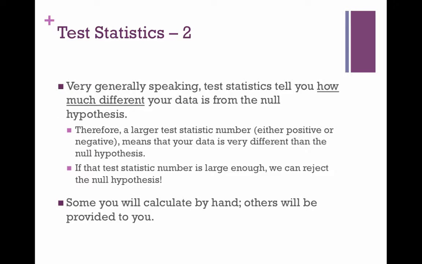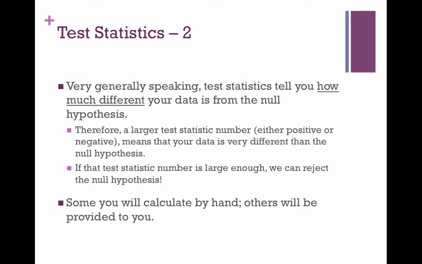And so very generally speaking, without going into too much detail, because we're going to learn about each one of these in more detail in the weeks to come, each test statistic tells you how much different your data is from the null hypothesis. And so therefore a larger test statistic, whether it's a bigger or a smaller number, or a positive or a negative number, means that your data is very different than the null hypothesis. Again, we think about if there are no differences, if there is no relationship, what do we expect to see in the population? And so if that test statistic is large enough, if that difference is large enough, we can then reject the null hypothesis.